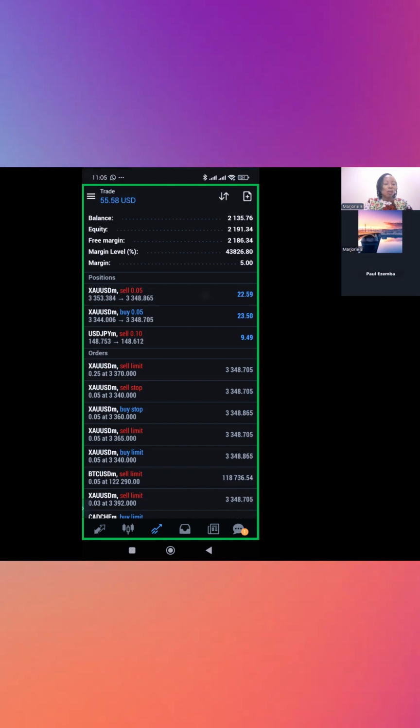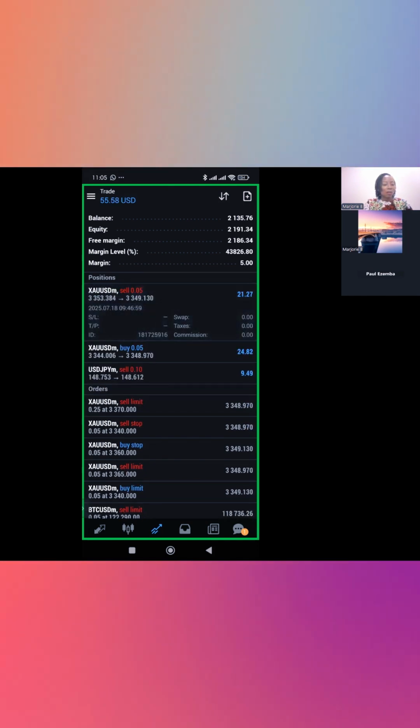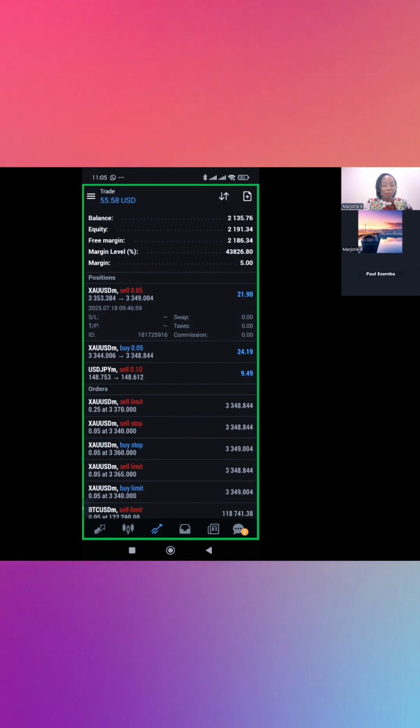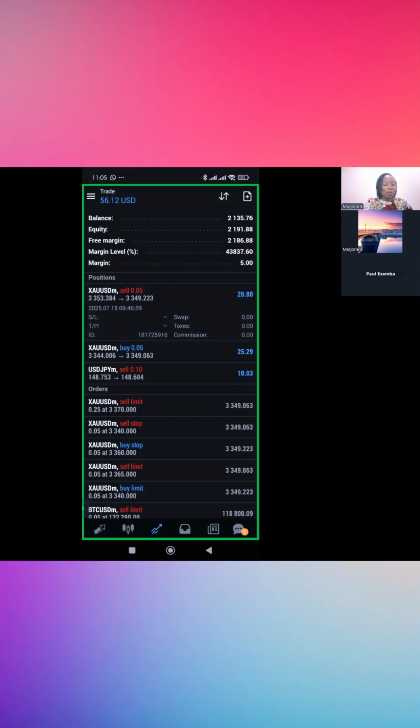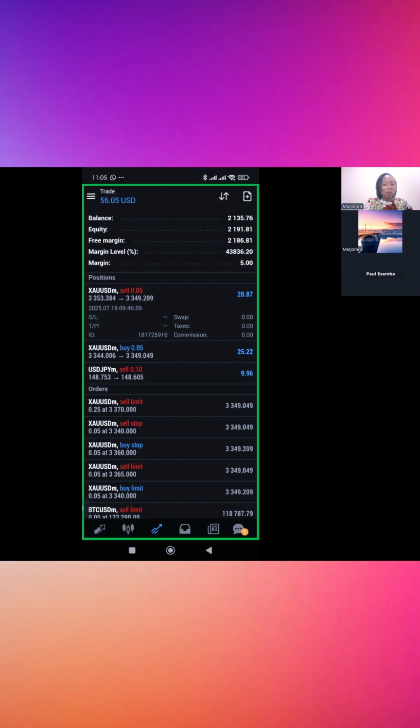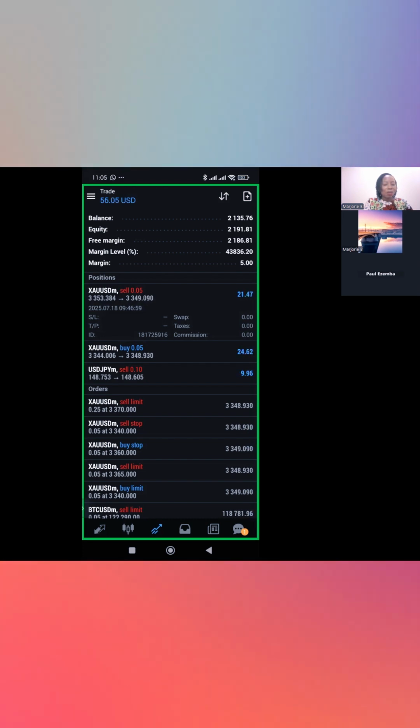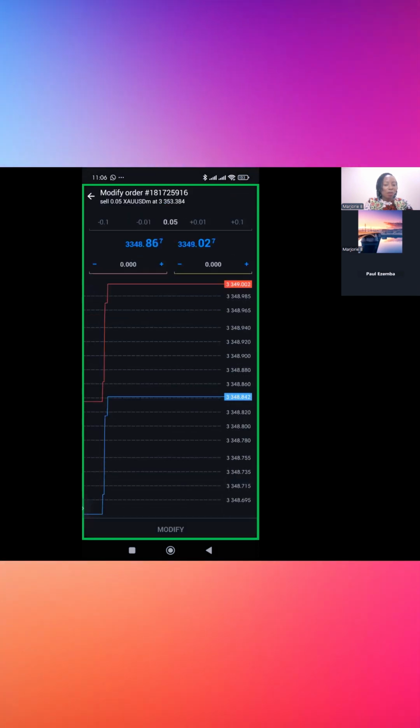Now this trade, this sell, we did not put any parameters on it because I entered impulsively. Now look at it. It's already in profit. So what is the entry price? What can you see as the entry price for this trade that I've opened? 3353.38. Yes.